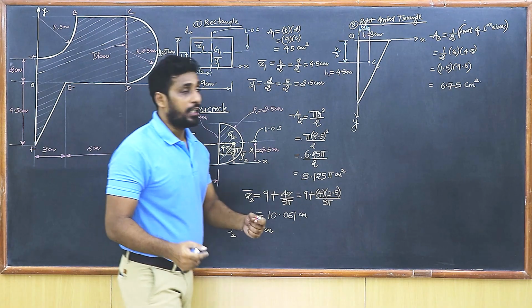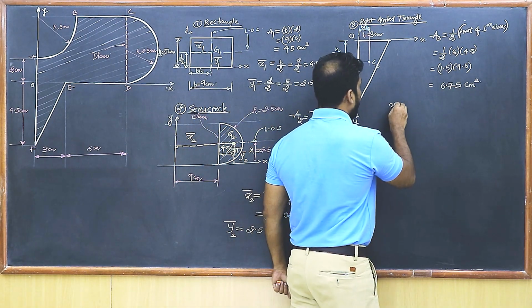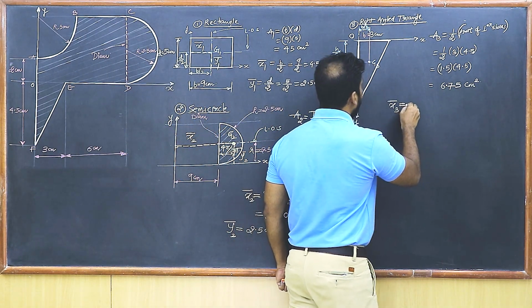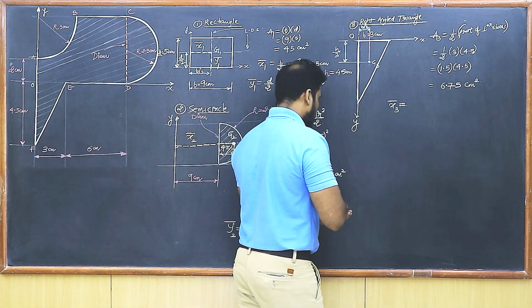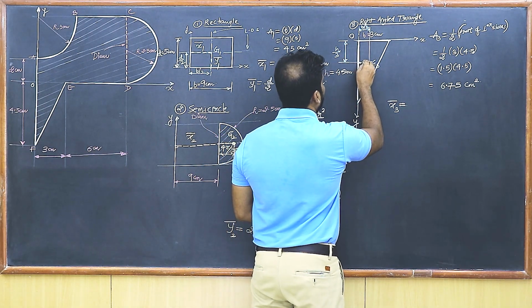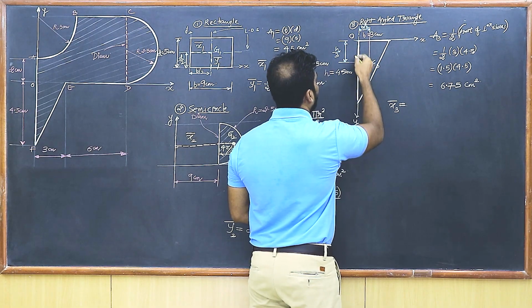Now let's locate the centroid. So I'm going to get first of all x3 bar, isn't it? Let's get x3 bar. So you can observe that x3 bar is the distance of the centroid from the y-axis. Distance of the centroid from the y-axis.